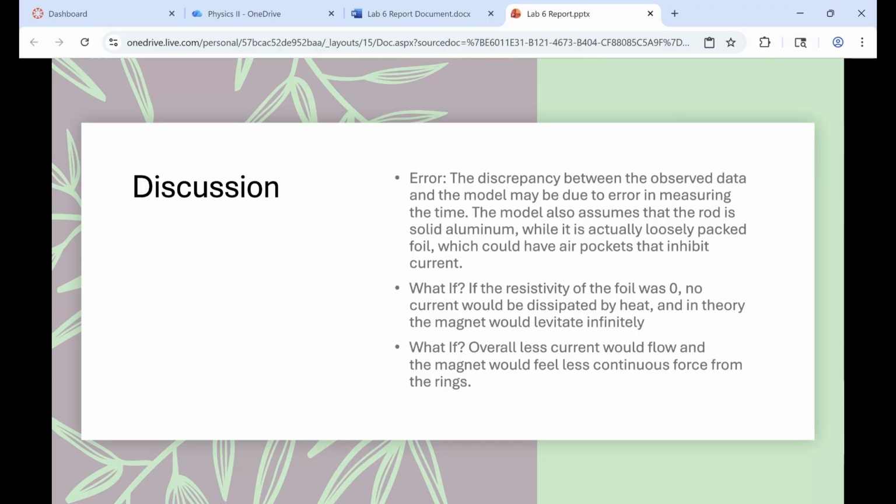If there were holes in the rod, less current would flow, and the forces acting on the magnet would be less continuous. It would kind of oscillate a bit.